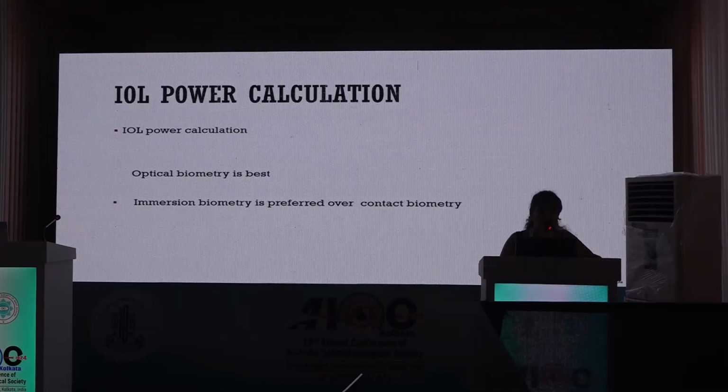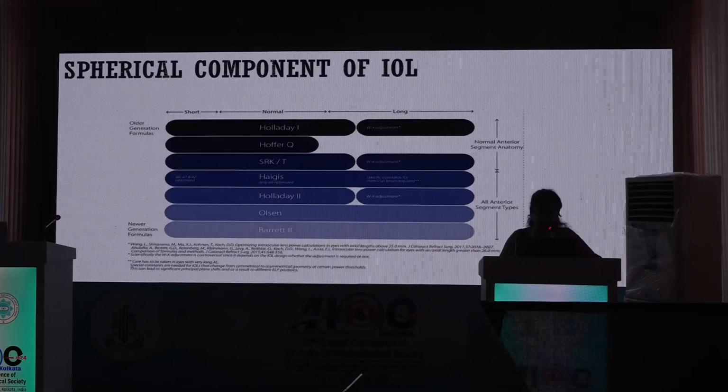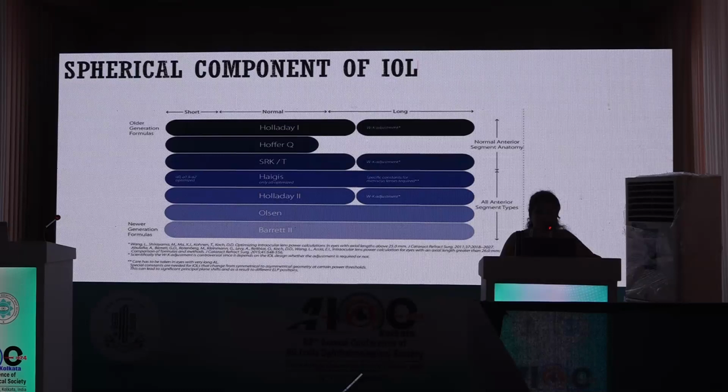Now coming to the biometry that we use for the eye power calculation, optical biometer is the best, but in some situations where you cannot use the optical biometer, it is better to use the immersion over the contact one. Now calculating the spherical component is one of the crux things that we need to do. We know that the newer generation formulas like Olsen and Barrett's Universal 2, which are incorporated in most of the newer optical biometers, will give us a good spherical power of the lens.